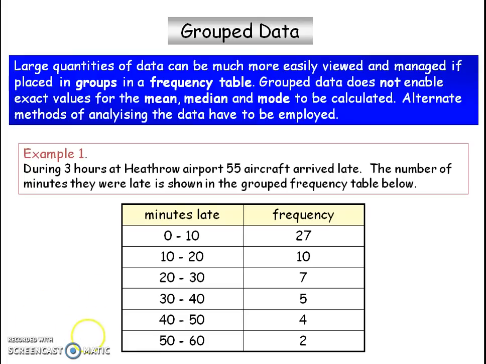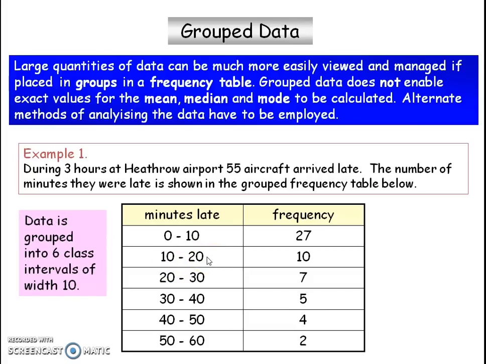27 aircraft were late by 0 to 10 minutes. There are 10 aircraft which were late by 10 to 20 minutes. In this way, we have grouped the data into 6 class intervals of 10 minutes of late arrival time in this data set.